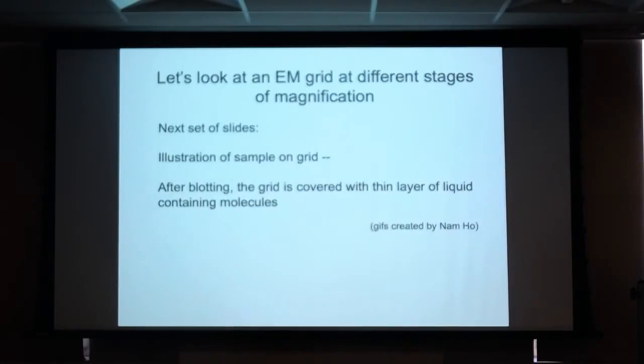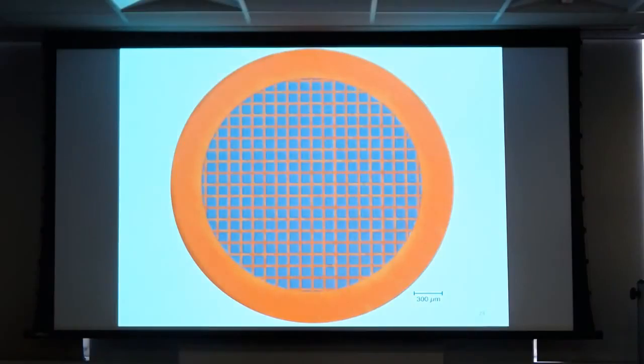So let's look at an EM grid at different stages of magnification. In the next set of slides, I have the illustration of the sample on the grid. After blotting, the grid is covered with a thin layer of liquid containing molecules. And these are GIFs that were created by one of my graduate students. So it's a simulation of what you actually see and gives you an idea of the vast amount of real estate that you have in your grid. Okay.